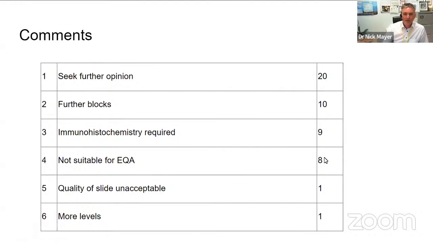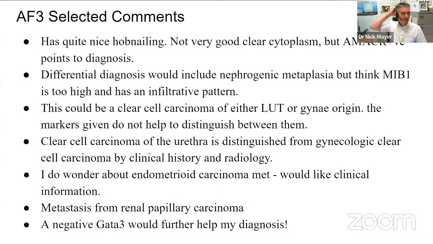Not that many comments, not that many people saying not suitable for EQA, not many people wanting many other things. And there were lots of comments. So this is again very selected, but quite nice hobnailing, which is obviously a feature that you can see in this tumor and in nephrogenic adenoma. And someone saying not very good clear cytoplasm. In fact, clear cell adenocarcinoma is probably a bit of a misnomer because it doesn't always have to be clear. Some tumors like this one can be unhelpfully quite eosinophilic.